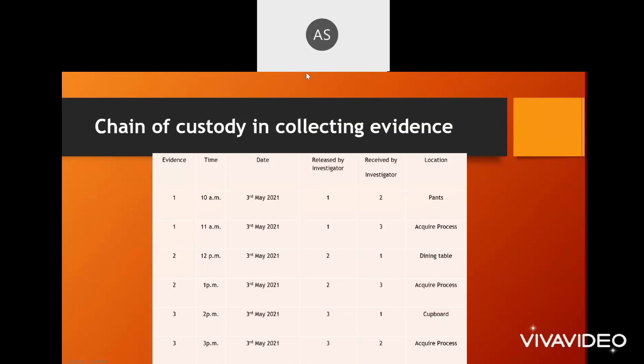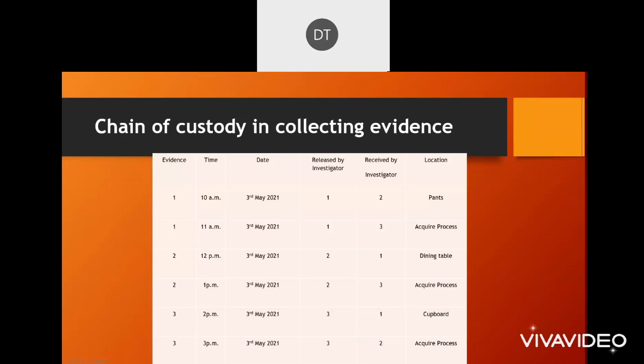The table shows the chain of custody of evidence. So there are several types of evidence that have been collected. The first evidence has been collected between the time frame of 10 o'clock and 11 o'clock and released by the first person and received by the second and third investigator. The location was in the pants and the acquired process.